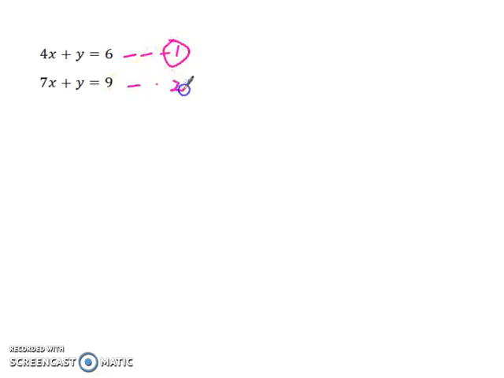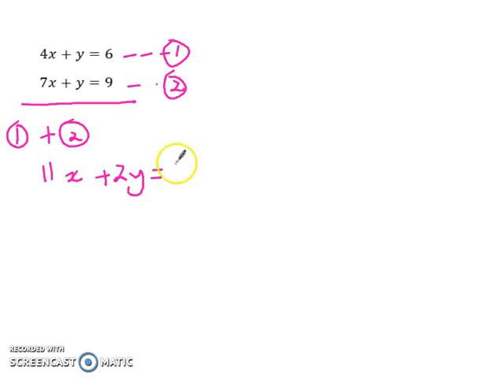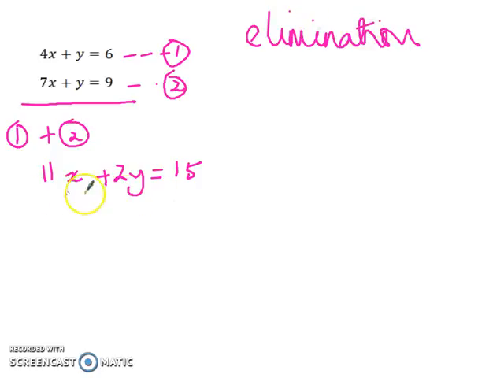Equation 1, equation 2. Now in the first two examples I have done equation 1 plus equation 2. But we'll have a look what happens here if I do that. 4 plus 7 is 11x. Y plus y is 2y. 6 plus 9 is 15. Keeping in mind what this method is called, which is the elimination method, I haven't actually eliminated anything. I've still got an x and I've still got a y. So this process of just adding them together every time is not always going to work.